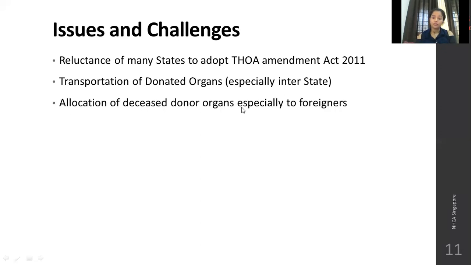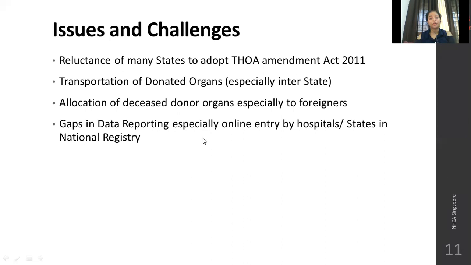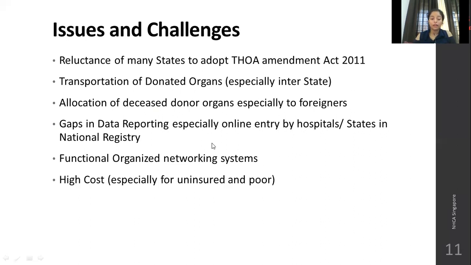Allocation of deceased donor organs, especially to foreigners: special care has to be taken that none of the foreigners are charged for organ donation. That comes under organ trading. Gaps in data reporting, especially online entry by hospitals and states into the national registry; they are not coming up much. Functional organized networking system: hospitals involved in this networking system are not functioning as they should be on paper. High cost, especially for uninsured and poor patients, that is most of the citizens in India. Maintenance of standards in transplantation.